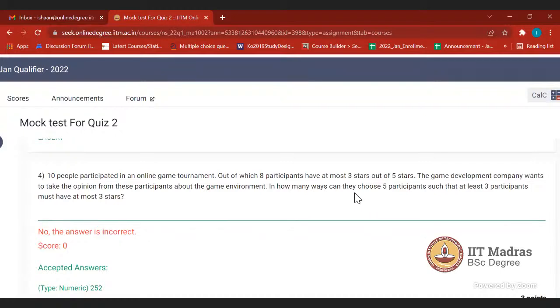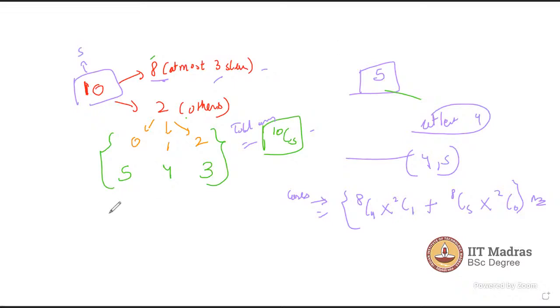10C5, what is that? I did not get it. Because if you choose 5 participants from these 10, there would be no case when you get less than 3 participants who have at most 3 stars. There won't be any case. Suppose it is not less than 3. Let's say there are only 2 people who are having at most 3 stars, then it would be 8C2. Okay, sir, I got it. This is not possible.